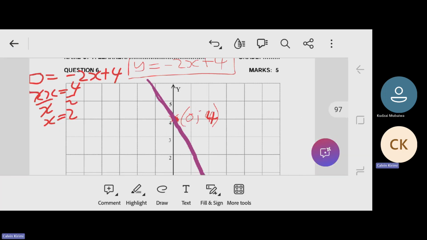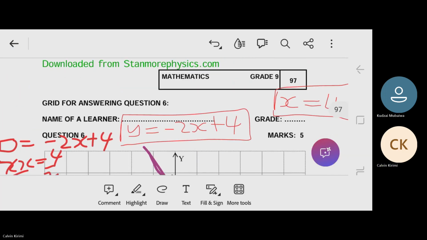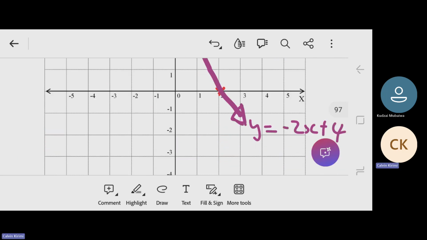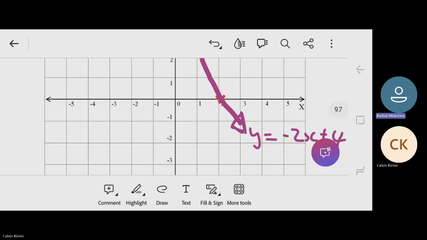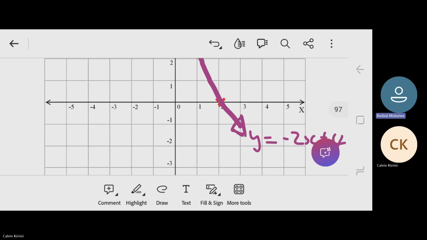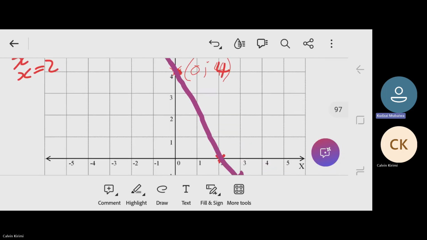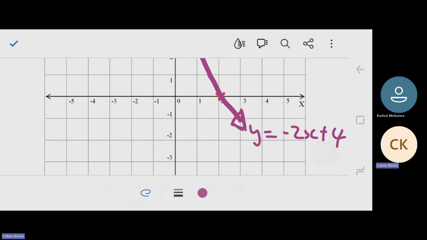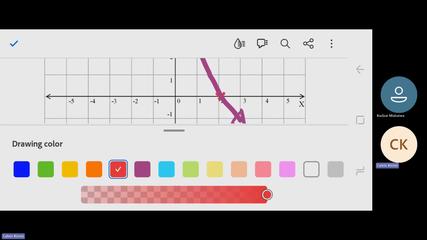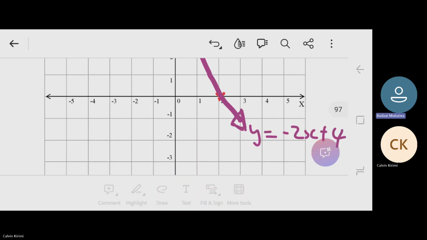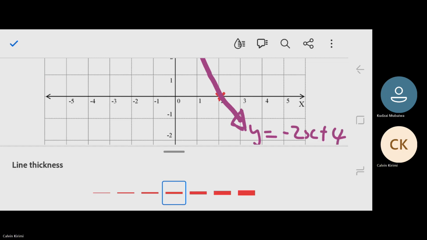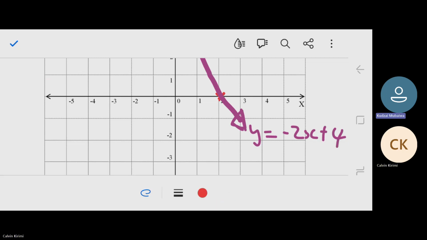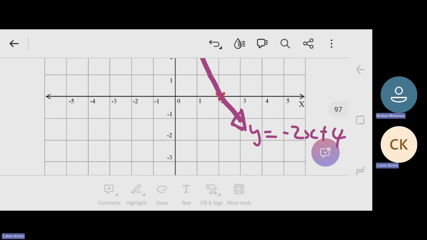Then now we want to draw this line, x is equals to 4. How do you draw that one? We put x as 4. So do you draw a horizontal line or a vertical line for x is equals to 4?